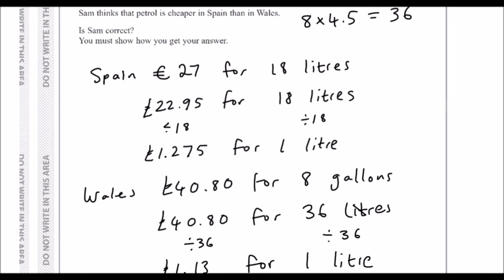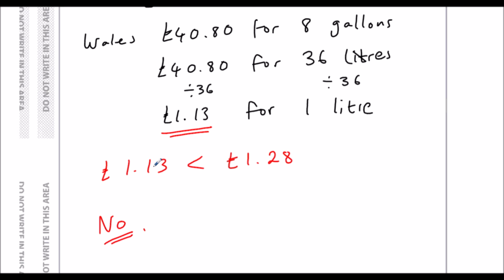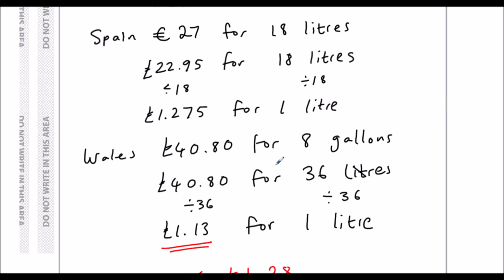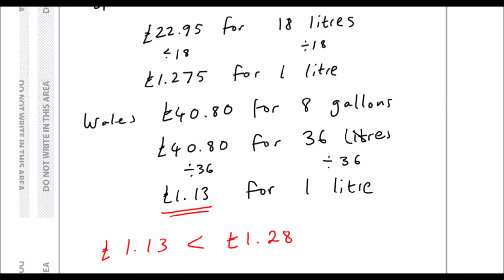The question, is he correct? So the answer is no. Because £1.13 is less than £1.28. We could have also compared 18 litres by halving the 36. That'd be £20.40. So we could have said £20.40 is less than £22.95. Or we could have compared 36 litres by doubling the price in Spain. So any two numbers that compare the same amount of petrol would work for this question.